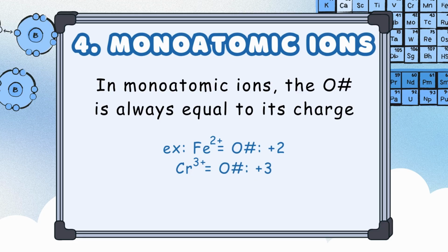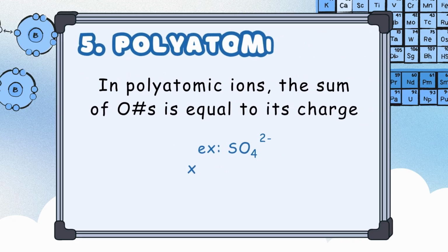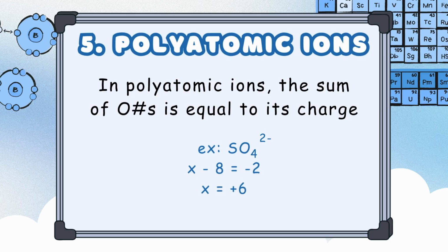Next is for the monoatomic ions. In monoatomic ions, the oxidation number is always equal to its charge. Si Fe or iron, meron siyang positive 2 na charge. So, bale, ang magiging oxidation number is equal sa charge niya, which is positive 2. Lastly, for polyatomic ions, the sum of oxidation numbers is equal to its charge.